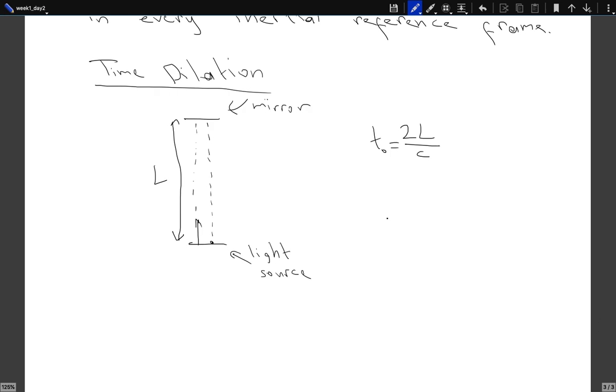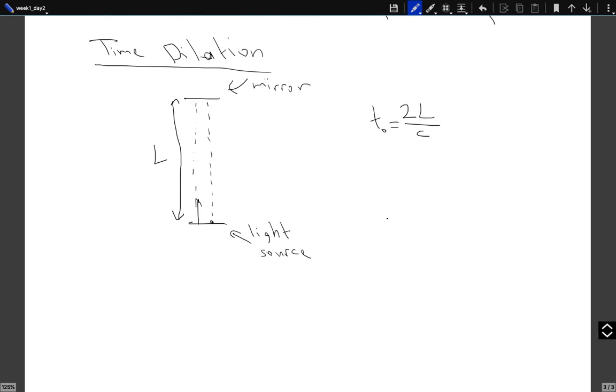Okay, now let's go back to this example. So this is our clock. In the rest frame, the light goes up and down. It takes t0 seconds, whatever your unit is. Now let's consider another observer.